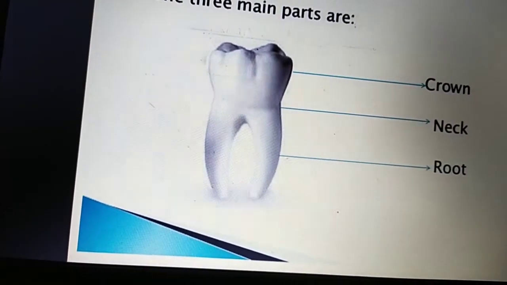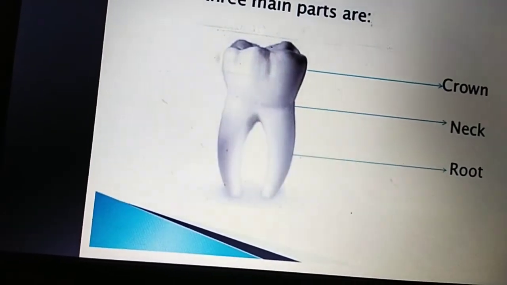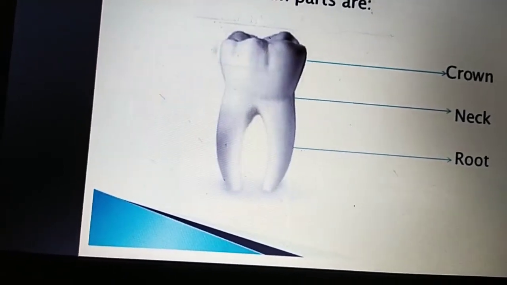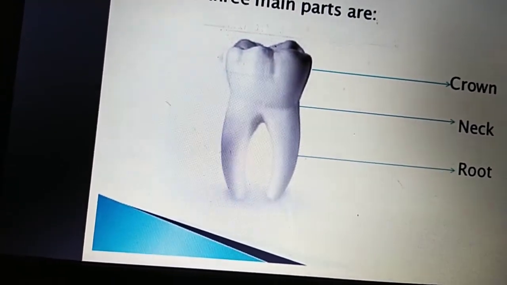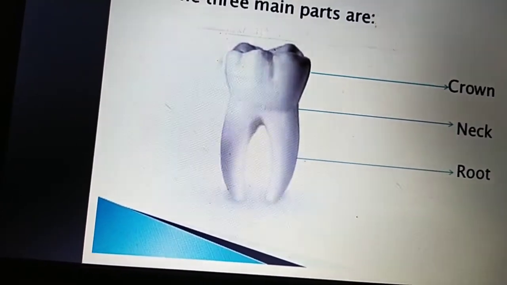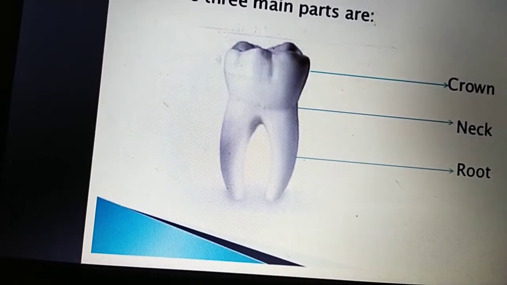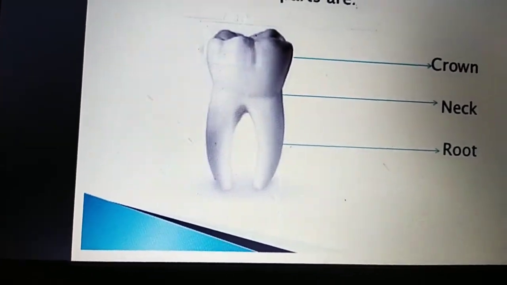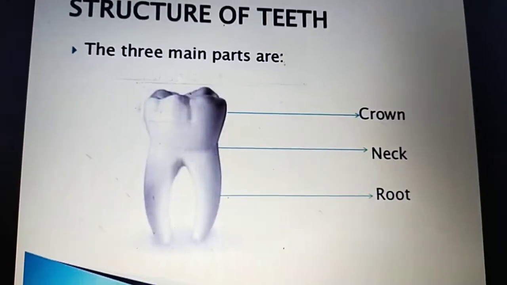The dentin is also one of the parts of the tooth. Dentin is the substance that lies beneath the enamel and the cementum in the tooth, and this dentin is created by the cells known as odontoblasts. Okay, you can go to the next slide.